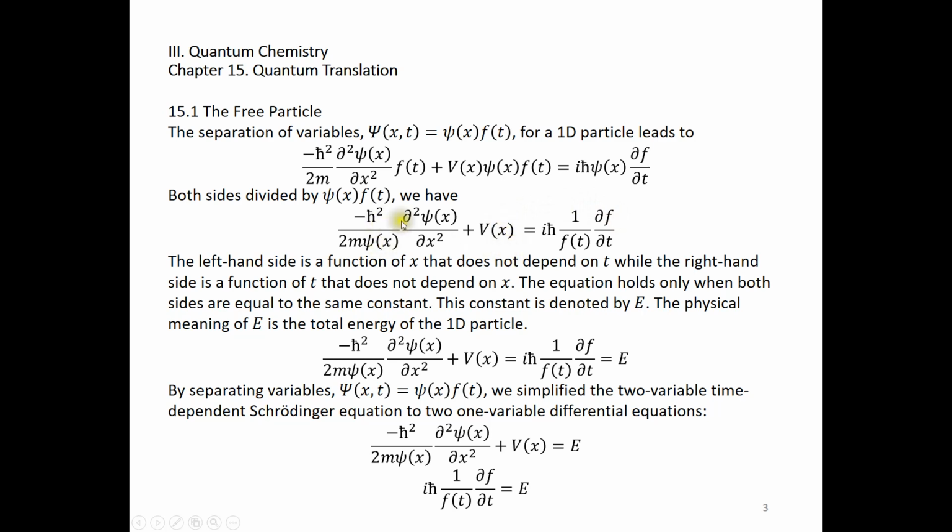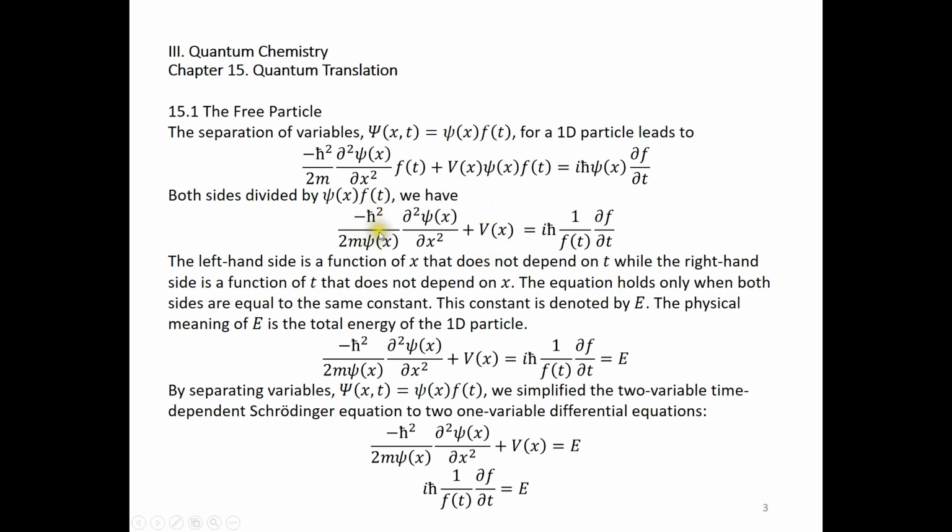If the left part does not depend on t, the right side does not depend on x, and we have an equal sign between them, that means both the left side and the right side are independent of x and t. That means we can say the left equals the right equals a constant. So now we're going to use the letter E to denote that constant, because later you will see that constant has a physical meaning, which is the energy of the system, and therefore we use the letter E to denote that constant.